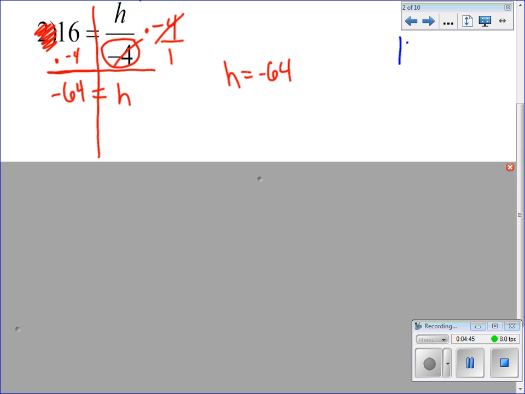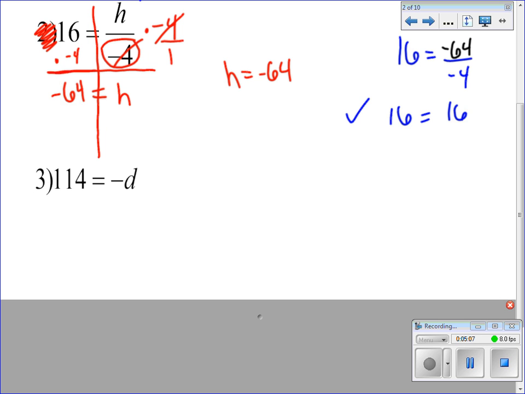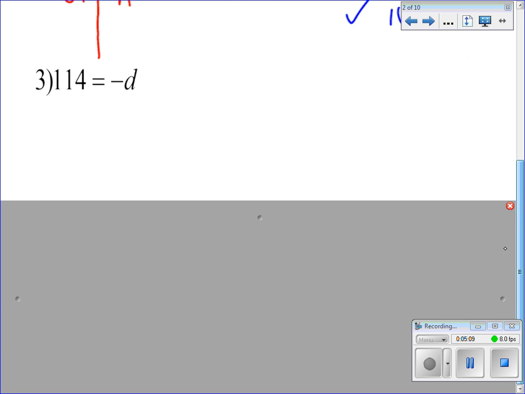Again, we can double check this by just writing our original equation out, but instead of writing h, we're going to delete that and plug in what we found h was, which is negative 64. When you type in negative 64 divided by negative 4, you do get 16. 16 does equal 16, so it checks out. Let's look at our next example.